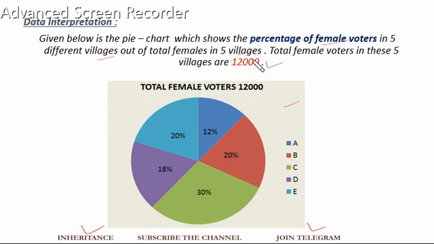Total female voters in these villages are 12,000. Their percentages of female voters in villages A, B, C, D, and E are 12%, 20%, 30%, 18%, and 20%. Okay, I hope you understood the data. Now let's see the questions.